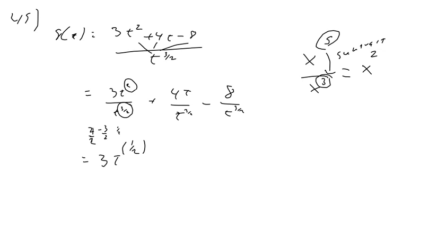Subtract those exponents, get a new one. Plus 4t to the power of, let's see, 1 minus 3 halves, that's going to be negative 1 half. Minus 8, that's a negative exponent on its own, t to the negative 3 halves power. So you just subtract the exponents and make them into a new, single exponent.